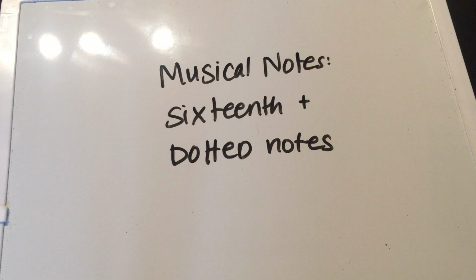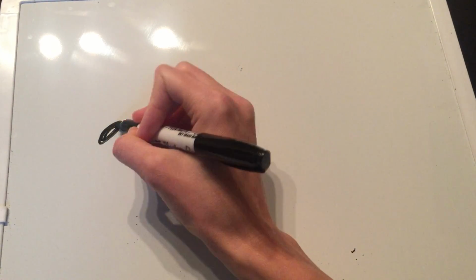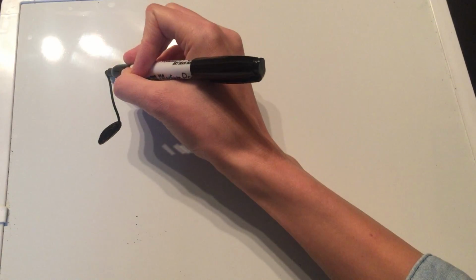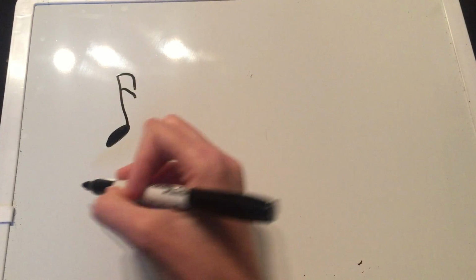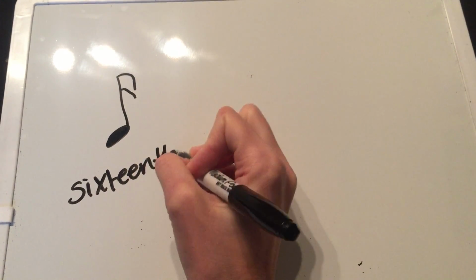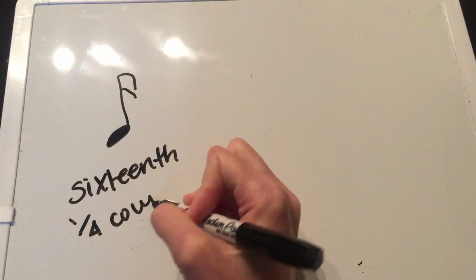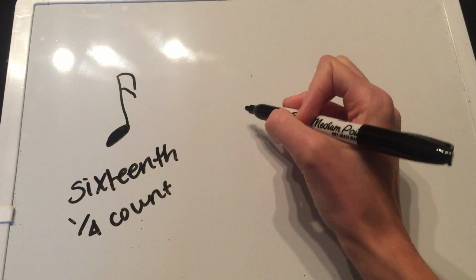This clip is on musical notes, focusing on 16th notes and dotted notes. A 16th note looks like this. It's got a tail and then it has two little tails on it. And a 16th note is worth 1/4 of a count. This is getting kind of small.